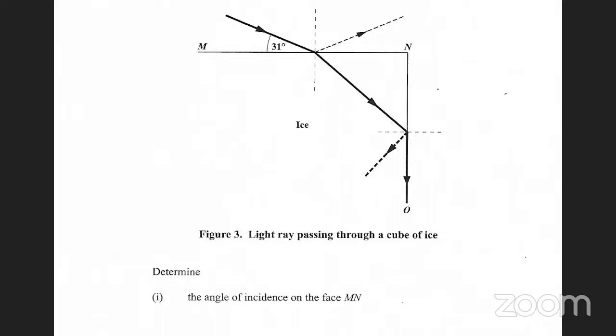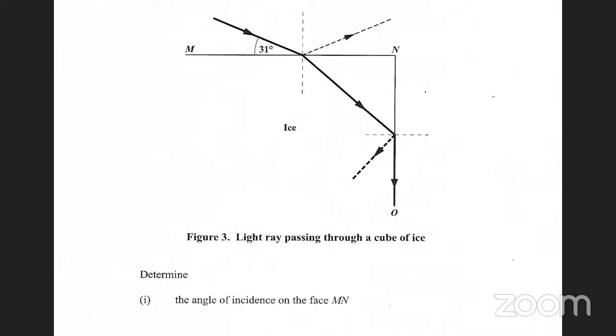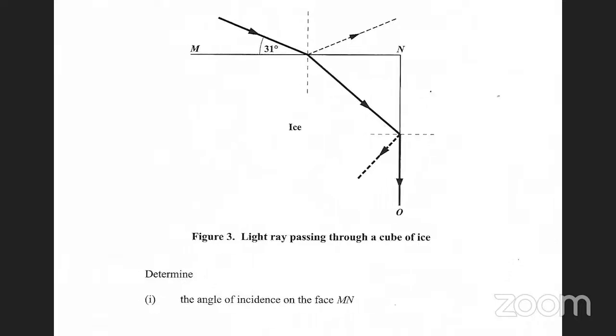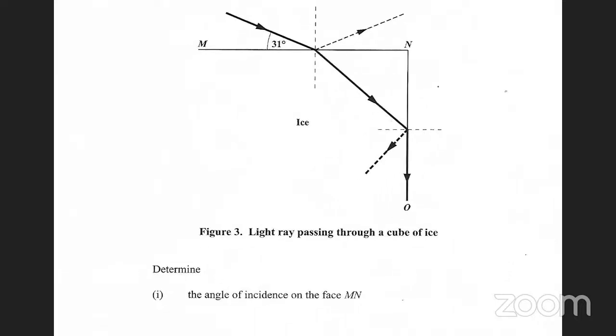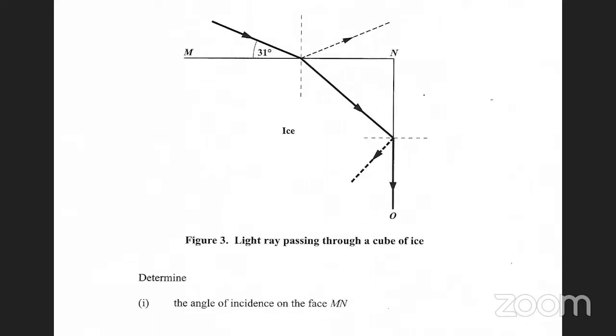All right, and what's the angle of incidence here? How much? 59. You always measure your angle between what? The normal. Between the normal and the ray, right?